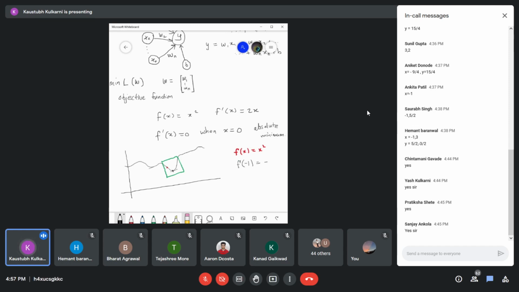At the point -1, derivative is -2. 2x, derivative is -2, derivative is negative, function is decreasing, so keep moving in the same direction means increase x. Because the function is decreasing, increasing x will decrease the function further. So increase x, but by what size? Increase it by the size of the gradient.